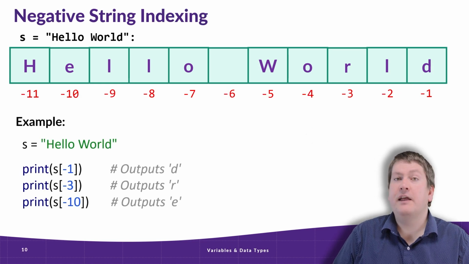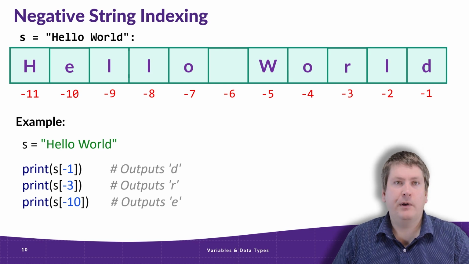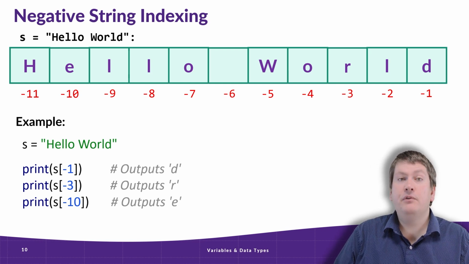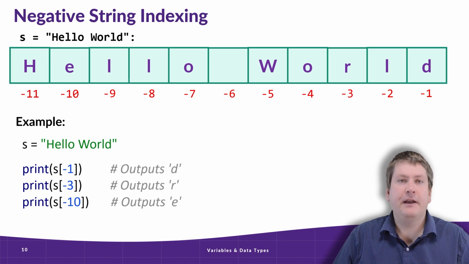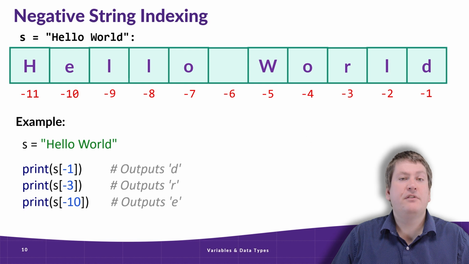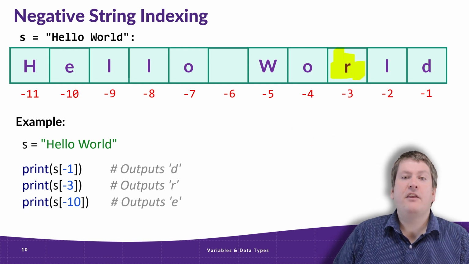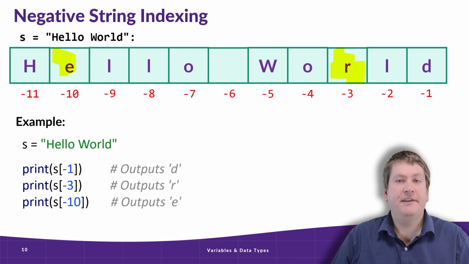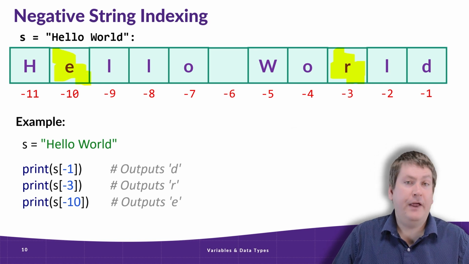I should also note that string indexing also works backwards. If you use a negative index, it'll start at the end of the string and move to the start of the string, as we can see here. For example, if we use the index -1, it would retrieve the last character in the string. In this case, that would be the lowercase d again. If we used -3, we could get the third last letter, a lowercase r here. If we used -10, we would get the 10th last letter, which is a lowercase e in this example.